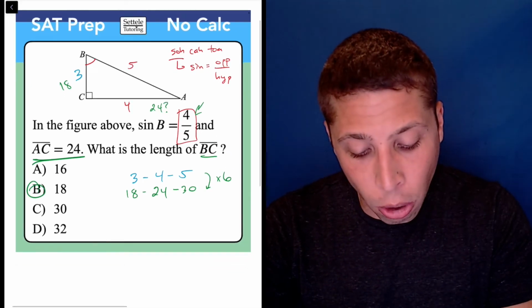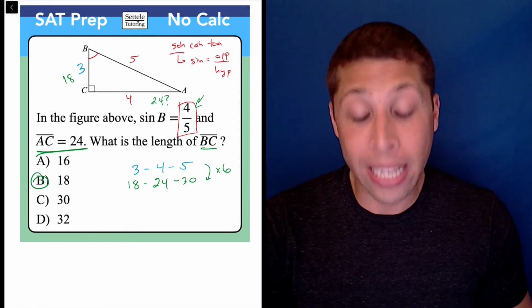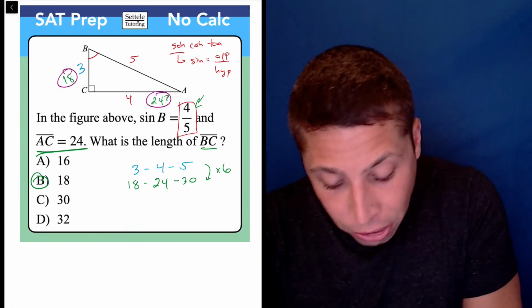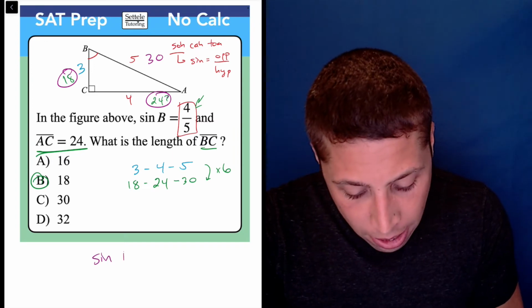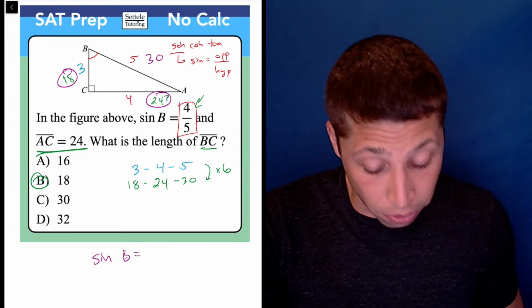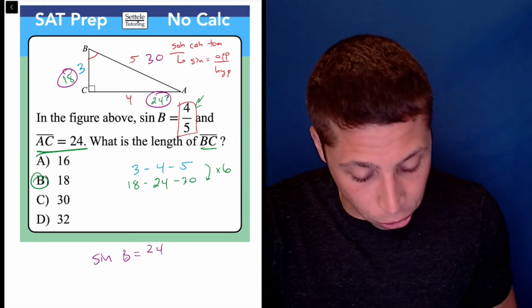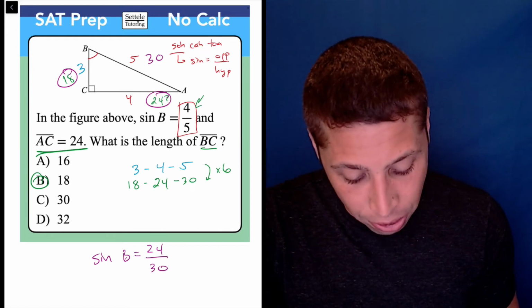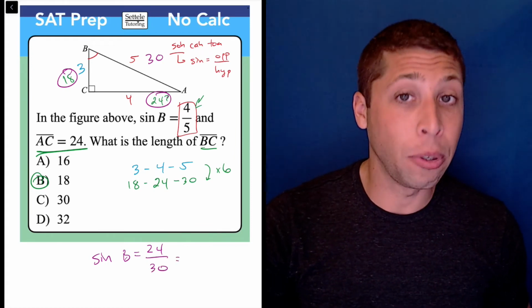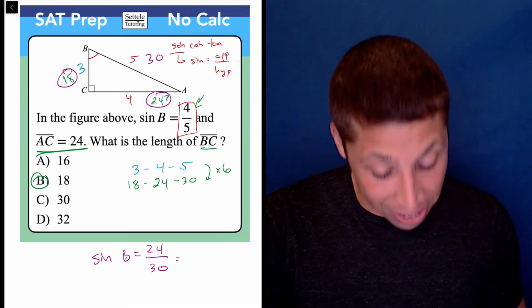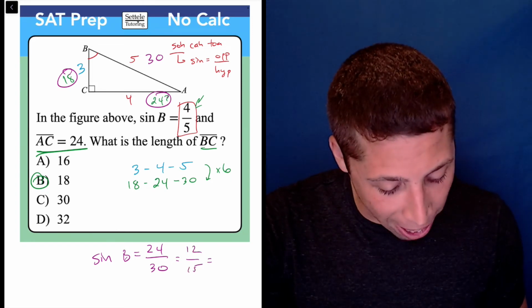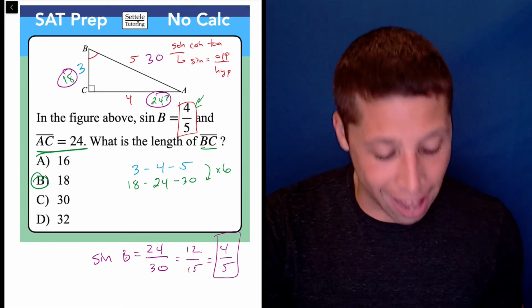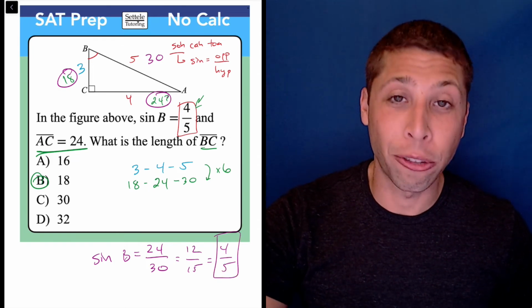And just to bring it on home for you, let's try sine B again using the actual measurements of this triangle. So this was 30. Sine of B would be the opposite side over the hypotenuse. The opposite side we said is 24, the hypotenuse we said is 30. Now what happens if we reduce this fraction? Well, we could reduce in half, so that would be 12 over 15. Now we could divide both by 3, and that would be 4 over 5. The same thing we started with, and that's how trigonometry works.